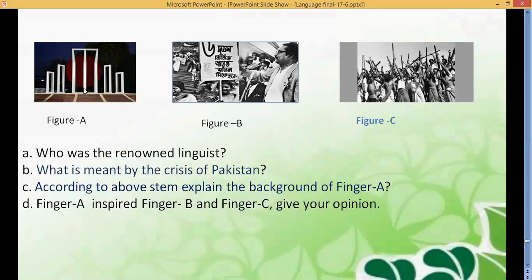Figure number A inspired figure number B and figure number C. Give your opinion. It's an analyzing type question, or higher order or higher ability or deep learning, whatever you say. Cadets, you will deposit your assignment at the right time.